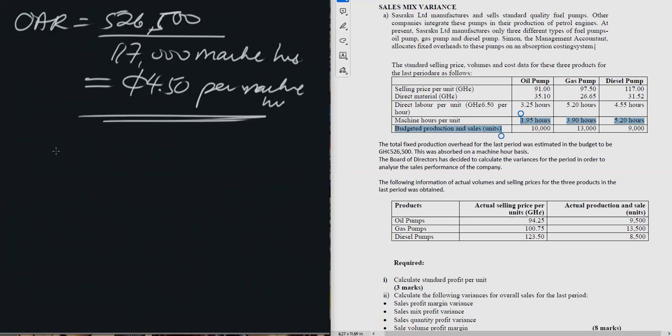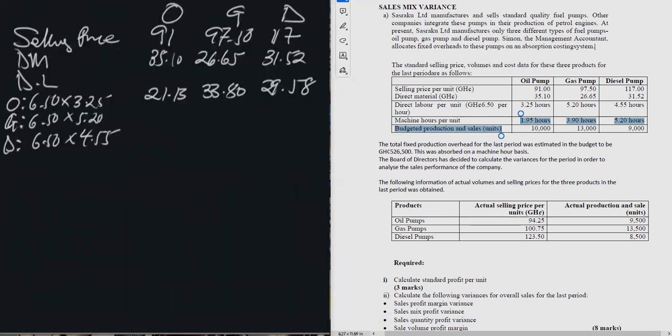But then we can ask ourselves, how many hours were used for each unit? How many hours per unit? We have actually been given the machine hours per unit. I've highlighted them. That means if I take oil pump, right, if I want to get the overheads, just like I did in the question, do we have enough space to do the overheads?